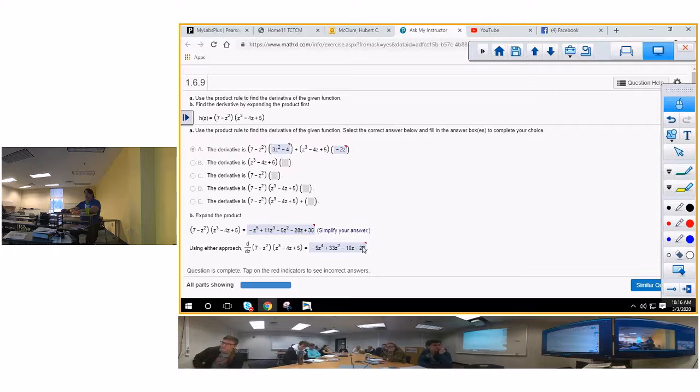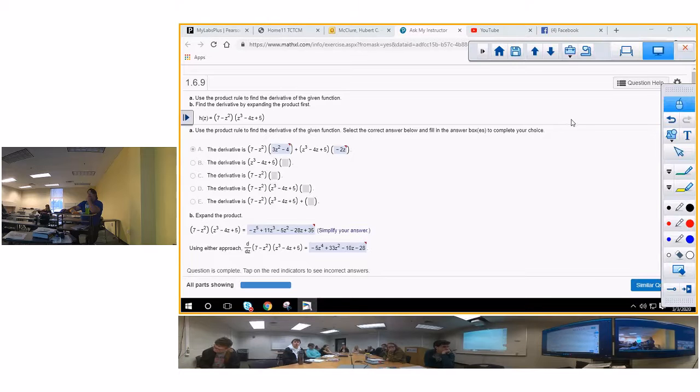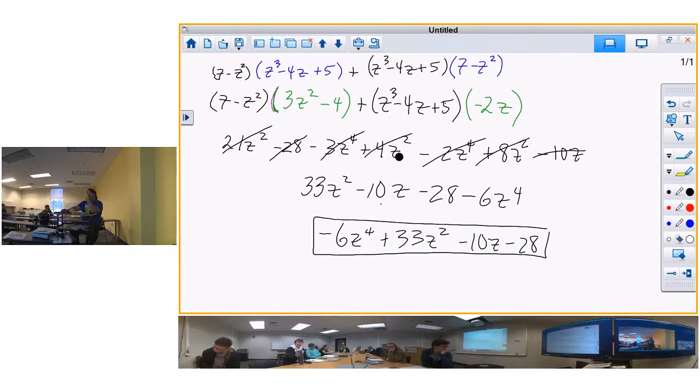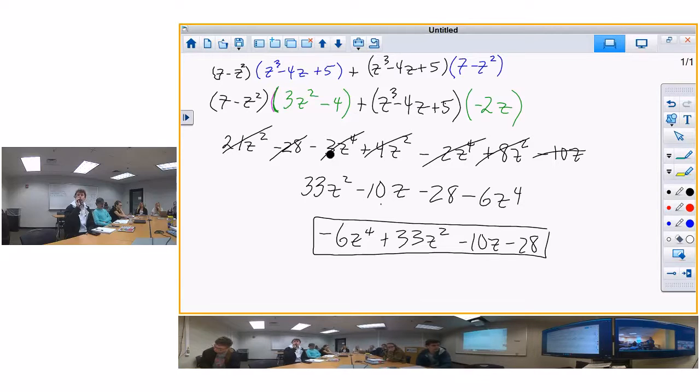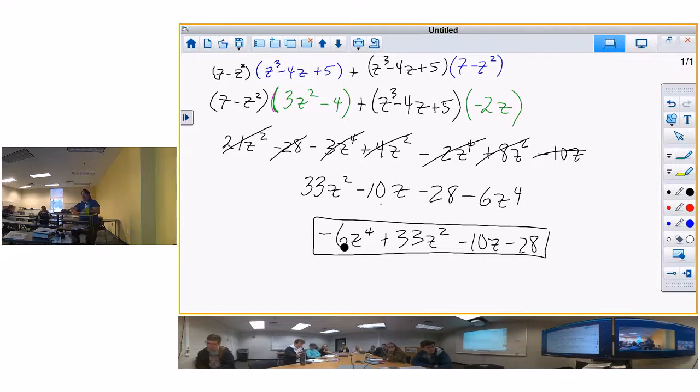Very first, you got 6z to the fourth instead of negative 5z to the fourth, but the rest is right. Okay, well, we just did a different problem. Let me see what I did wrong. Where's my error? I think it's negative 5z to the fourth. Oh, so I messed up on the last part. Yeah, I multiplied 3 and 2. Sorry.